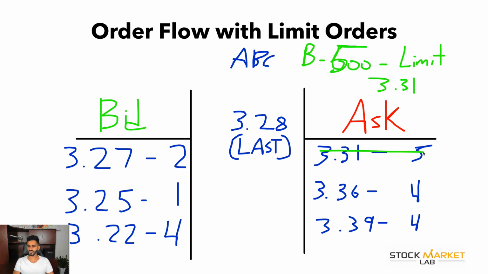I get 500 shares at 331, and then what's left here is 331 and 1. And then obviously the next ask price is 336. The last drops to 331.